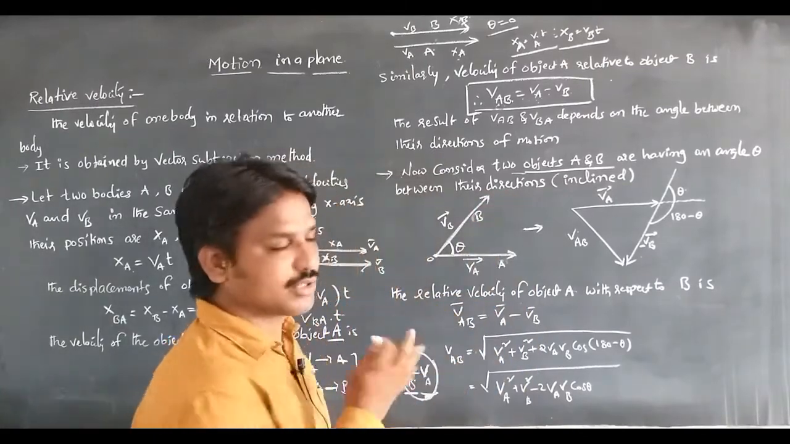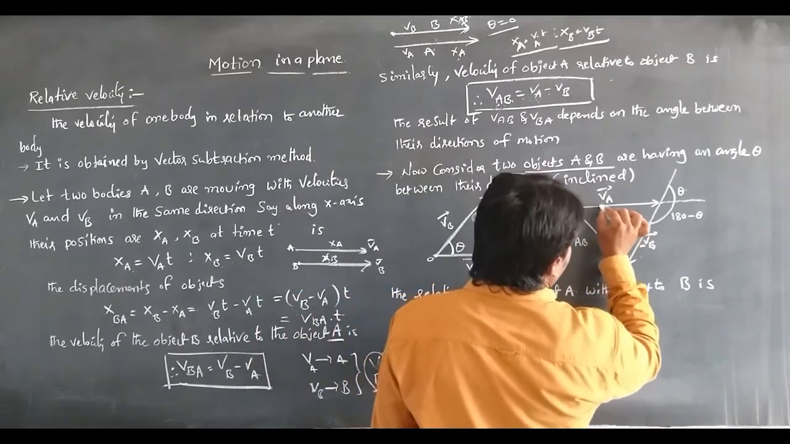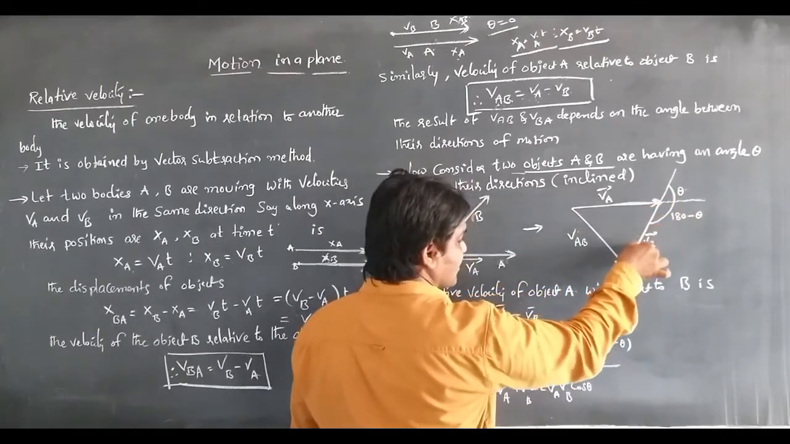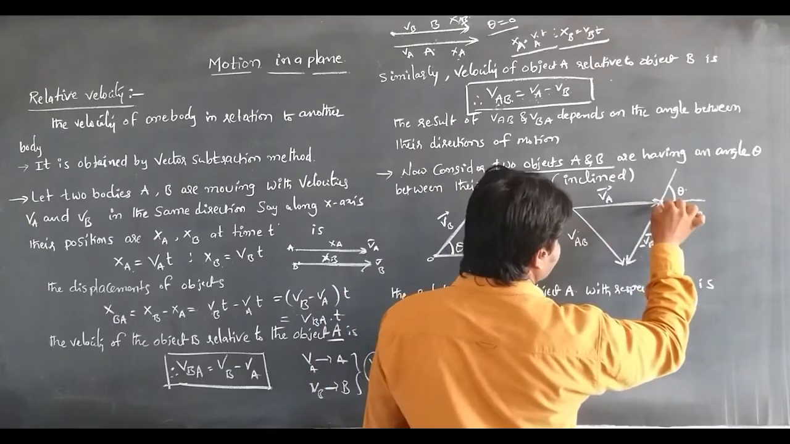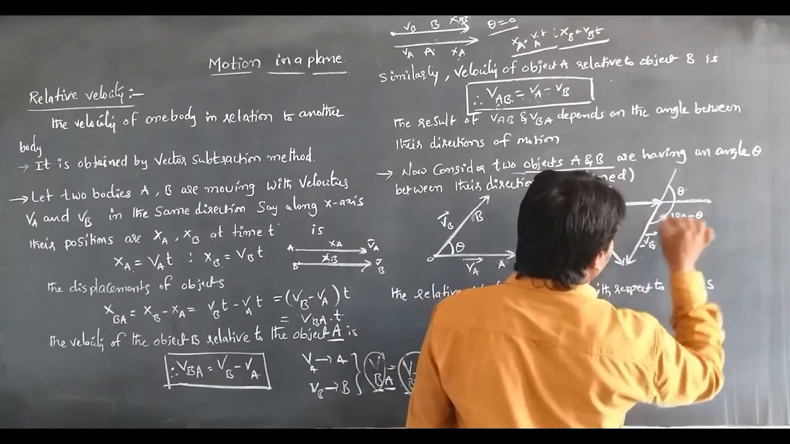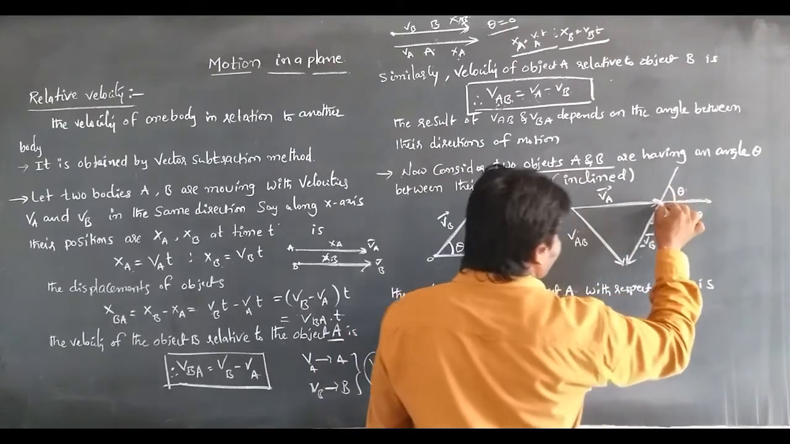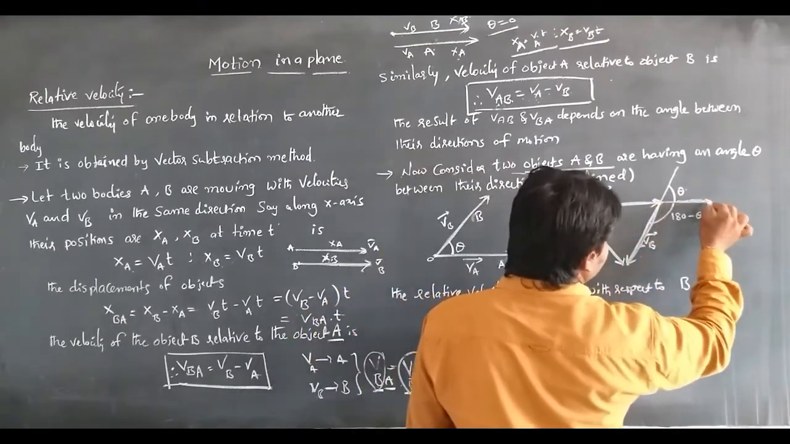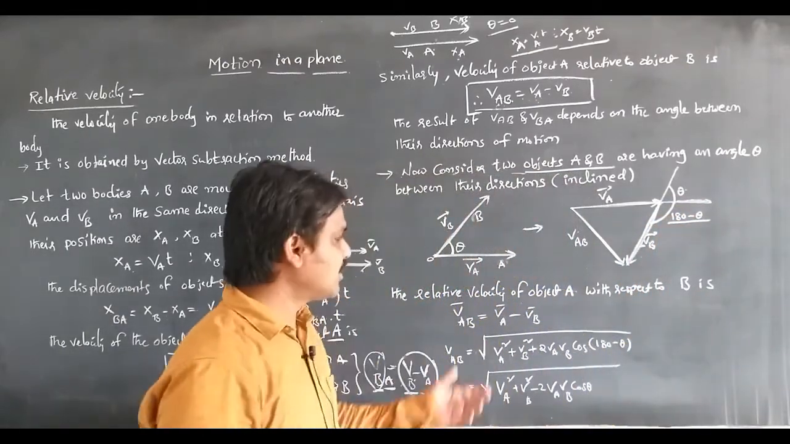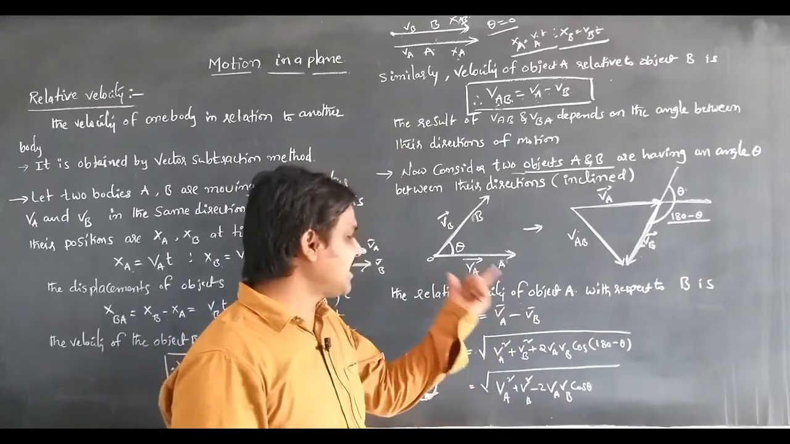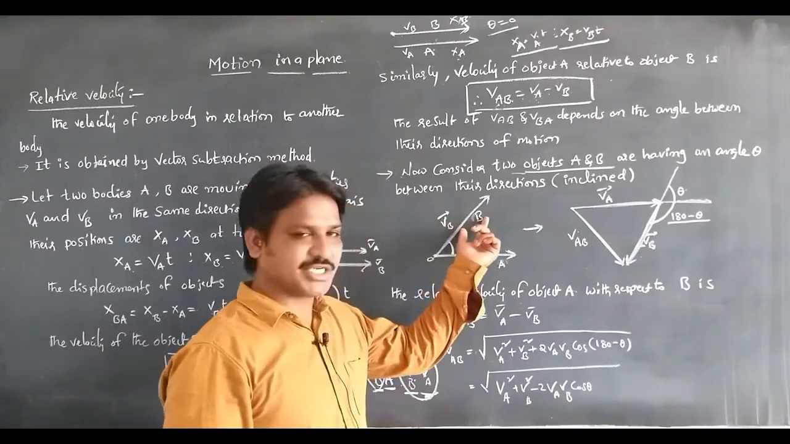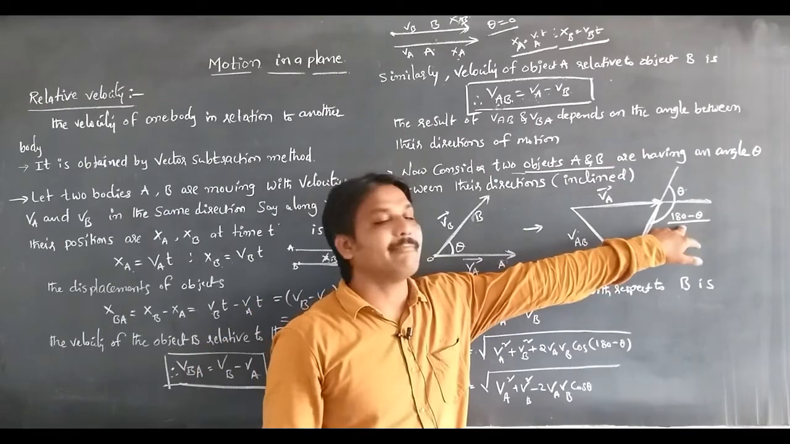According to the triangle of vectors, VA is taken in the same direction, but VB we should take in the reverse direction. This is clockwise, and their resultant must be in the opposite direction. So VA is moving in this direction, and VB is this one. This is the theta. Whenever they are opposite, 180 minus theta is taken as the angle between them. So the relative velocity of object A with respect to object B will have the angle 180 minus theta.